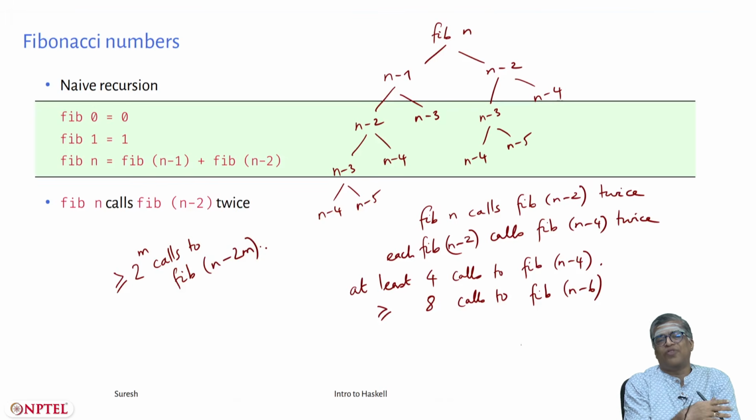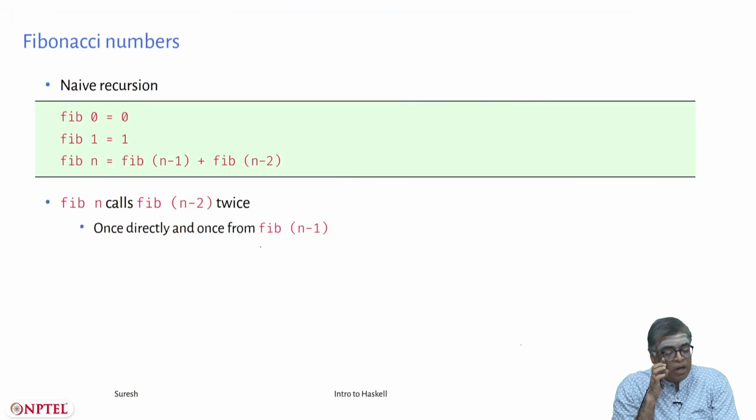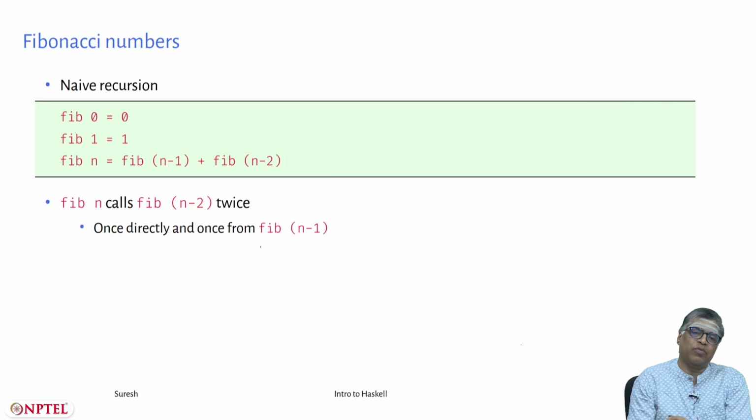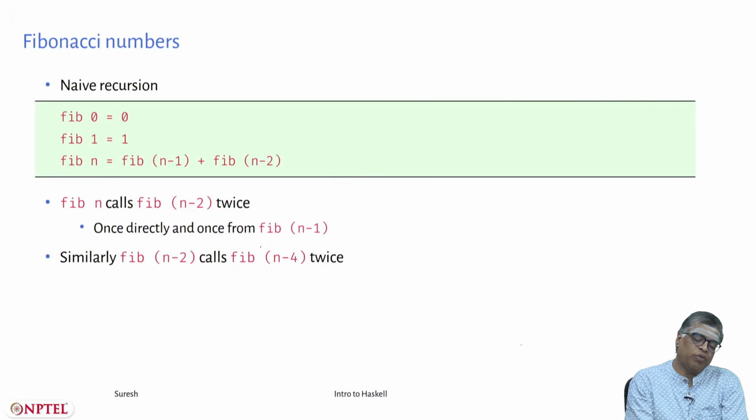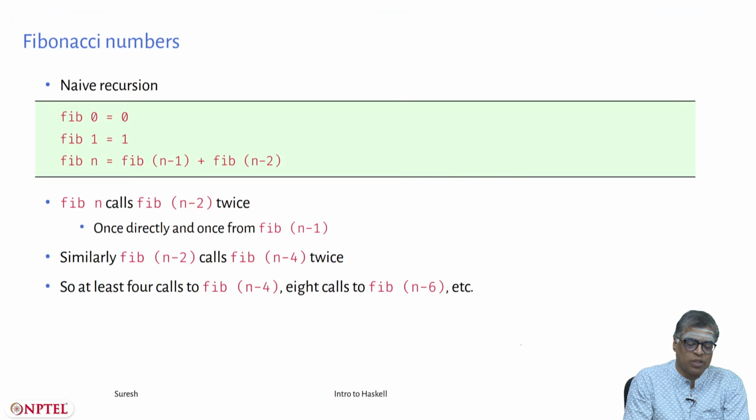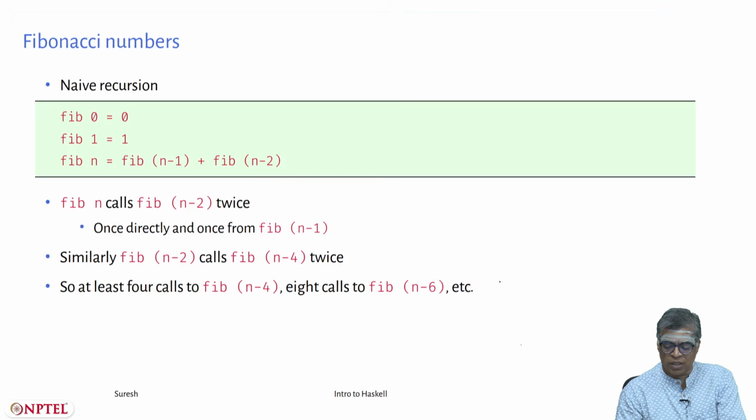This is a very rough estimate, but already you can see where we are headed, right? So, fib n calls fib of n minus 2 twice, once directly and once from fib of n minus 1. Similarly, fib n minus 2 calls fib n minus 4 twice. So, at least 4 calls to fib n minus 4 and 8 calls to fib n minus 6, etc. And as I said, at least 2 to the m calls to fib of n minus 2m.